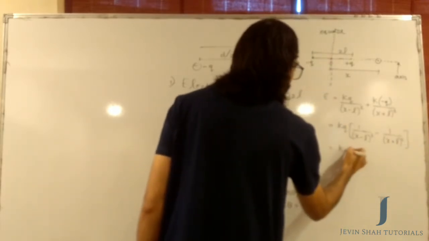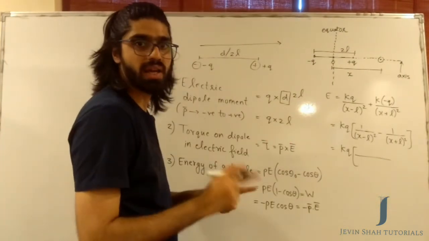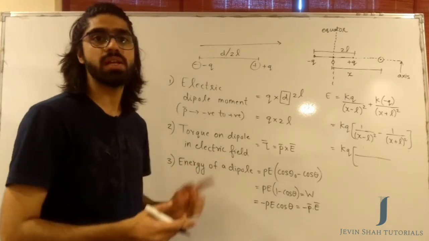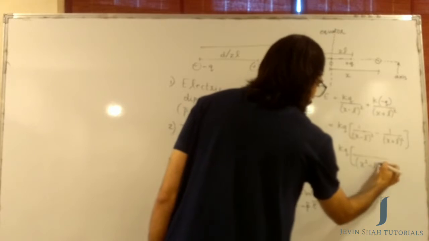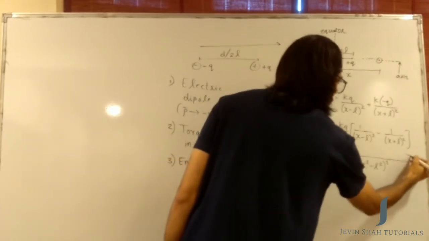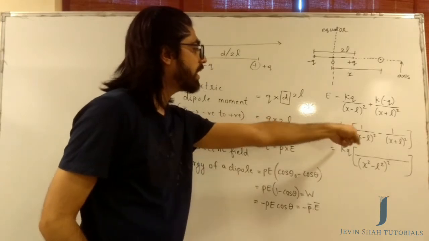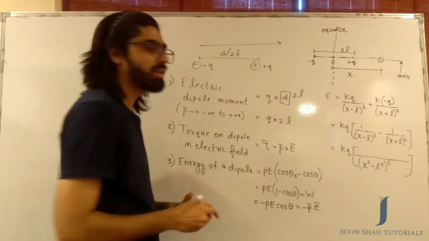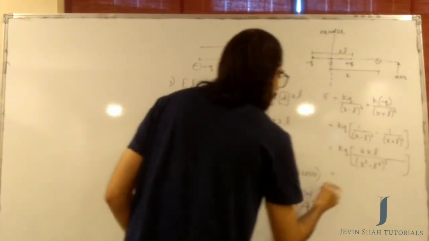So this would become kq. The denominator would be (x minus L) the whole square into (x plus L) the whole square, which is (x minus L)(x plus L) the whole square. That becomes (x square minus L square) the whole square. And in the numerator, when you have terms like (x plus L) the whole square minus (x minus L) the whole square, open the brackets, and when you simplify the terms, you will have 4 into x into L.